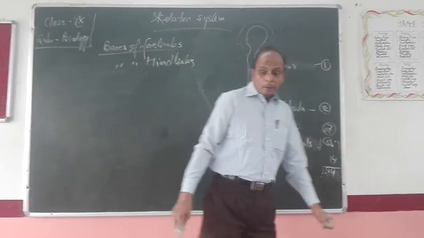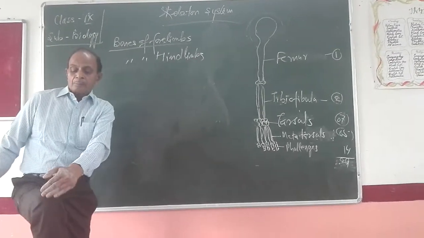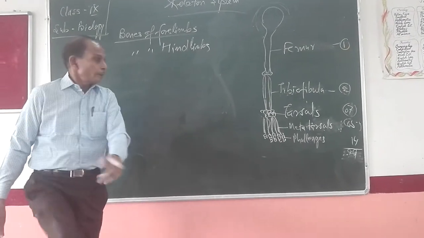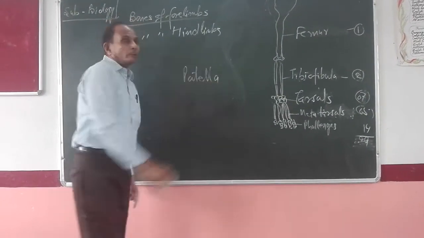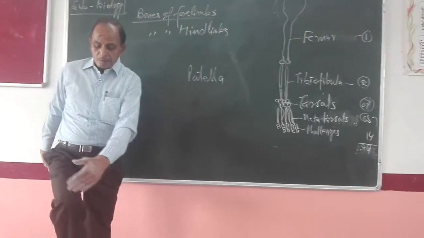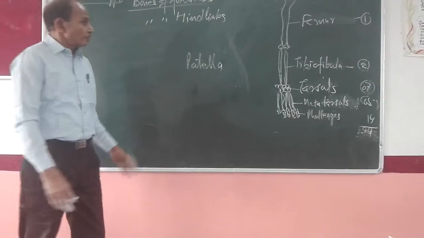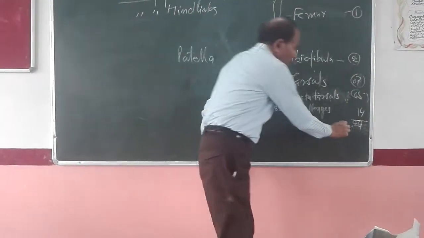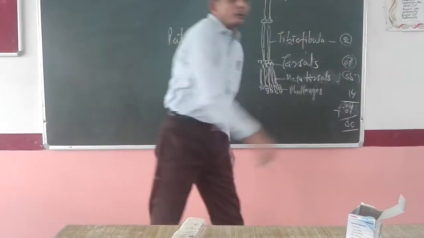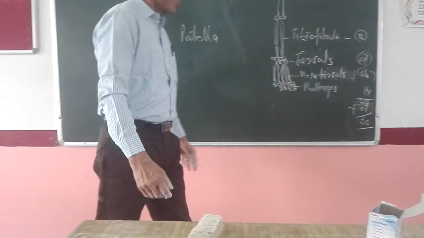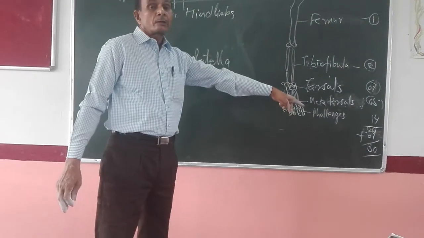Now in the knee region, there is a cap-like structure known as the patella. The knee is covered by this cap-like structure known as the patella. Including this patella, again 30 bones are there. Clear? So in our hind limbs also, including the patella, there are 30 bones.